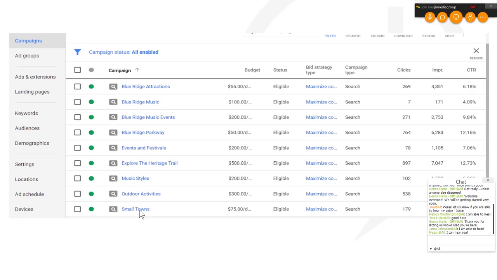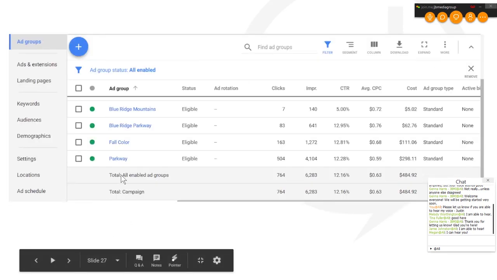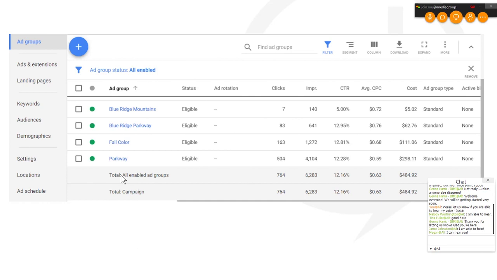So these are the way we break down the high-level campaigns, and then within one campaign, there are different ad groups. So within the Blue Ridge Parkway campaign, there's mountain keywords, specific Parkway keywords, and then fall color as its own campaign that we turn on and off depending on the time of year.